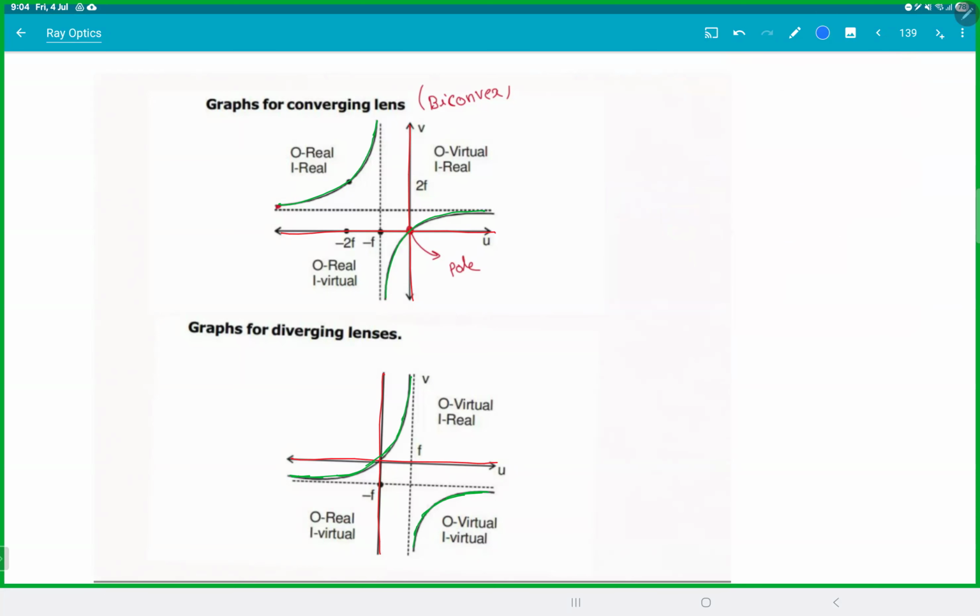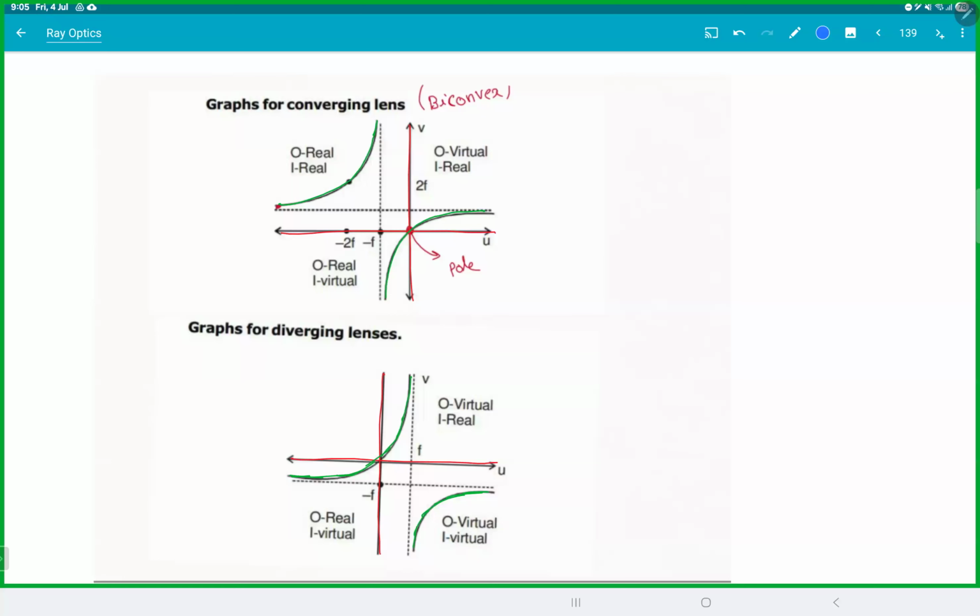Now, it's always easy to eliminate graphs, like I said. Drawing is actually a pain. If the object is at 2f, image is at 2f. Object is at pole, image is at pole. Object is at f, image is at infinity. So if you know these few points, you can see which graph doesn't work and eliminate them. This will be hyperbolic functions.